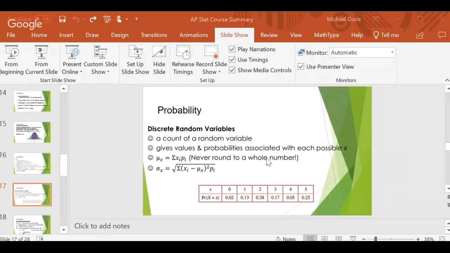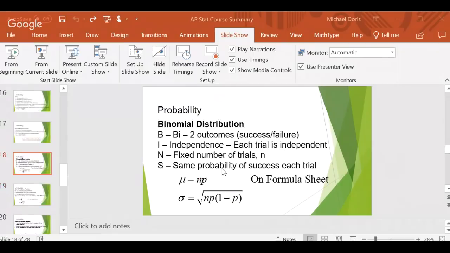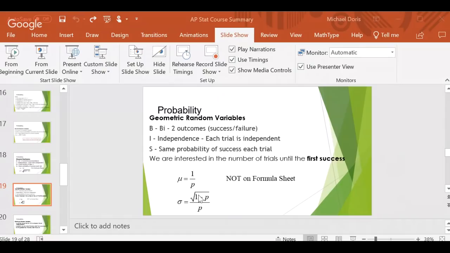And then probability distributions. Remember, these two bottom formulas are on your formula sheet. But if you put this into L1 and L2 and do one variable stat with L2 as your frequency list, it'll give you the mean and the standard deviation. Binomial. Remember, the mean and the standard deviation are on your formula sheet. I wouldn't expect to have to use the geometric standard deviation, but the geometric mean might be on there. Just the reciprocal would be.